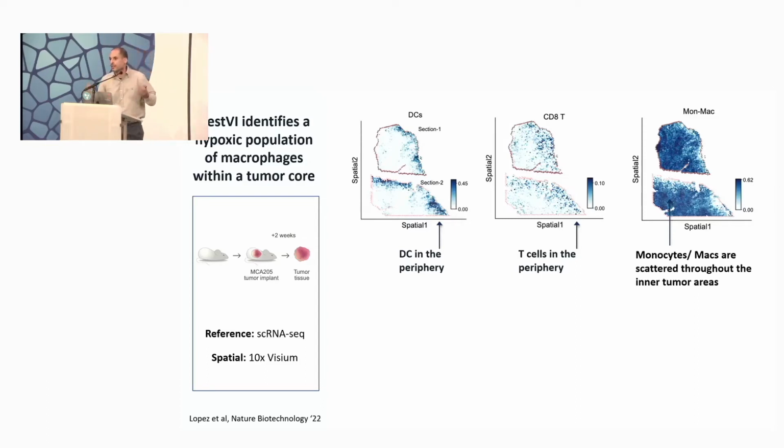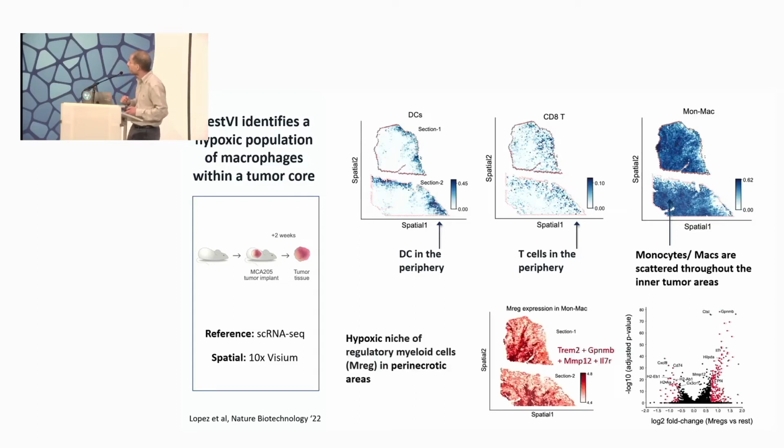So the question is, what is really going on there? This is really where we can pull out the information on gene expression and start getting a higher resolution analysis. With that, we're able to isolate a monocyte-specific expression of this MREG population that was mentioned yesterday, right? These regulatory myeloid cells. We can localize these cells to very specific regions, these perinecrotic regions in the middle of the tumor that we can also identify with the H&E staining.